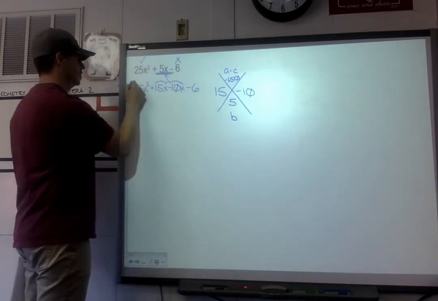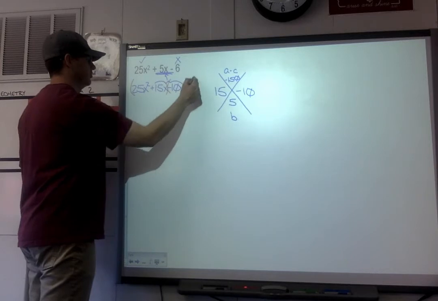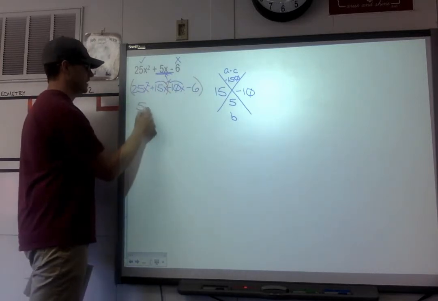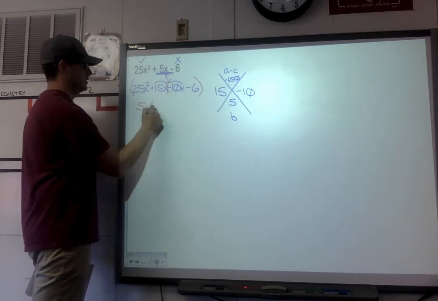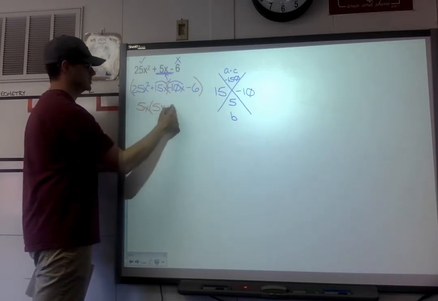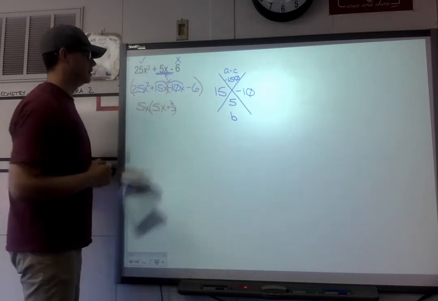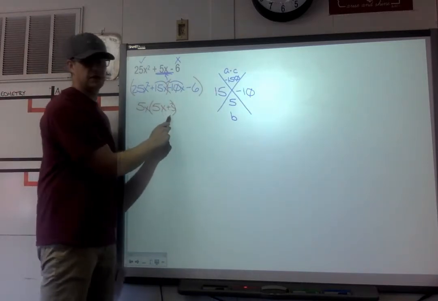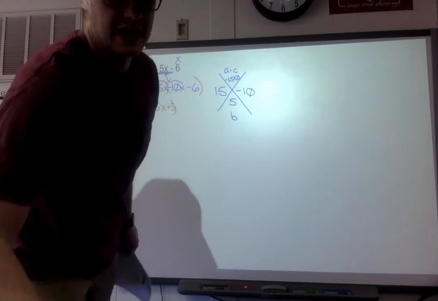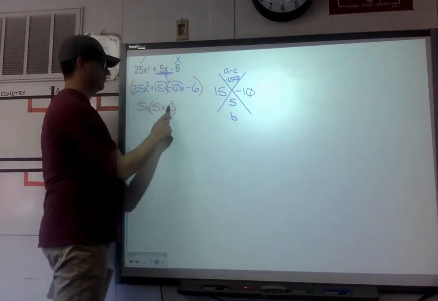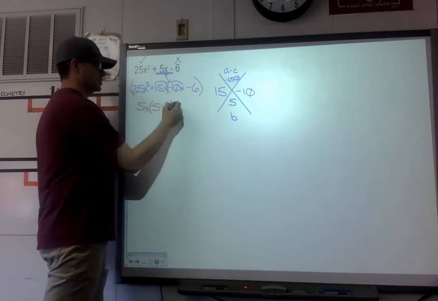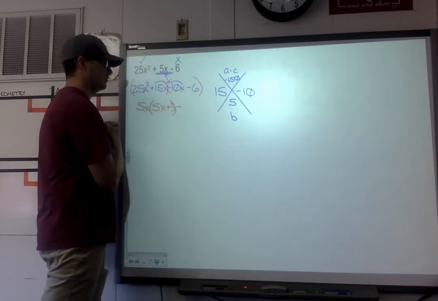Now that I've got four terms, I can go ahead and factor by grouping. So this first one, I can take a 5x out, and I would be left with 5x plus 3. My second term, because I know that I need to have the same thing in parentheses, I need to have a plus in my parentheses. I have minus right now, so I need to factor out a negative number.